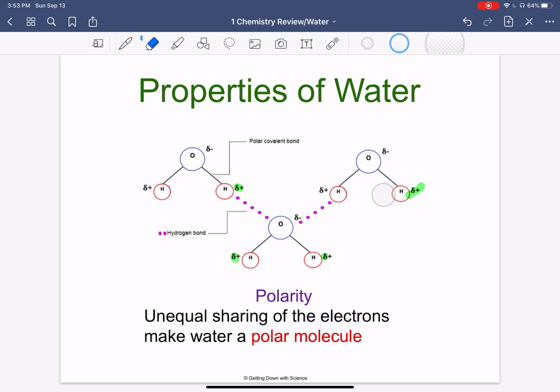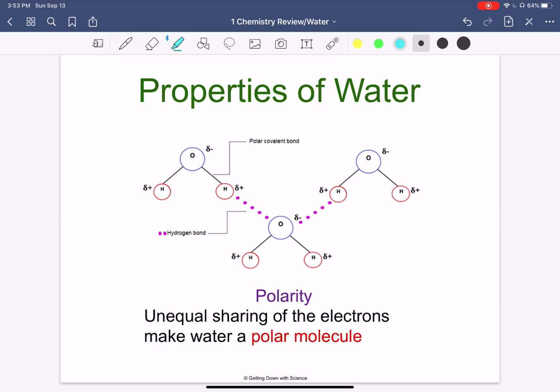You guys have all played with magnets, I'm sure. I still love to because I'm at heart childish and think that magnets are cool. But you have a positive side of a magnet and a negative side of a magnet, and those things stick together because of their opposite charges. Water does the same thing.